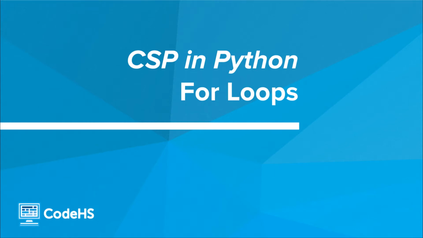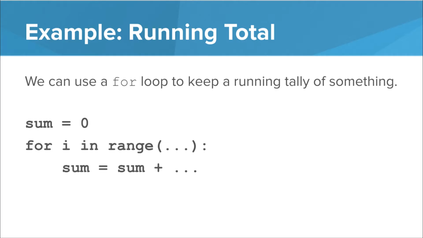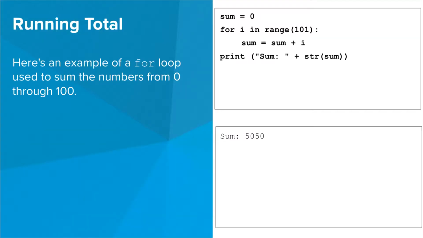Welcome back. In this video, we're going to look at a common for loop exercise. Let's look at an example of how we can use for loops. One common problem that you might use a for loop for is helping to keep a running tally of something. This slide shows what a for loop might look like. Here's an example of a for loop used to sum the numbers from 0 through 100.